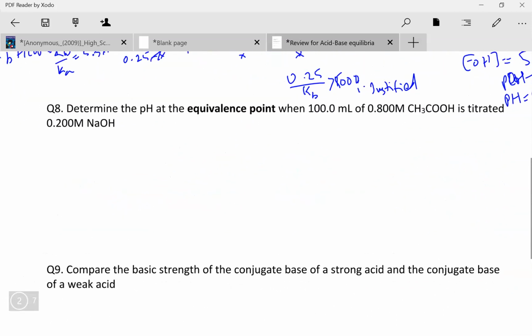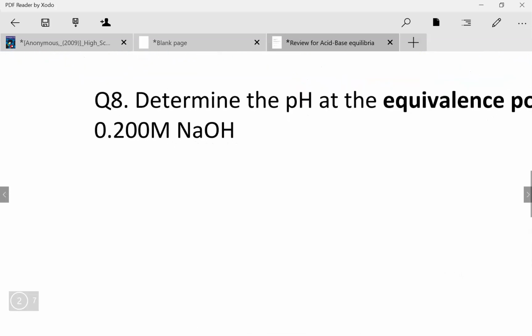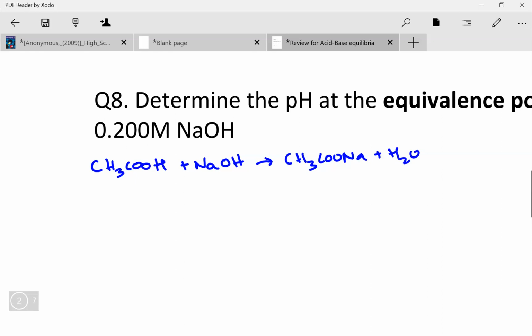Determine the pH at equivalence. Okay, so this is an equivalence point question. So this is going to be a bit of calculation. So we have to find. Okay, so let's do, first, we have to write our neutralization reaction. So acetic acid is reacting with sodium hydroxide, which will give us our salt plus water.